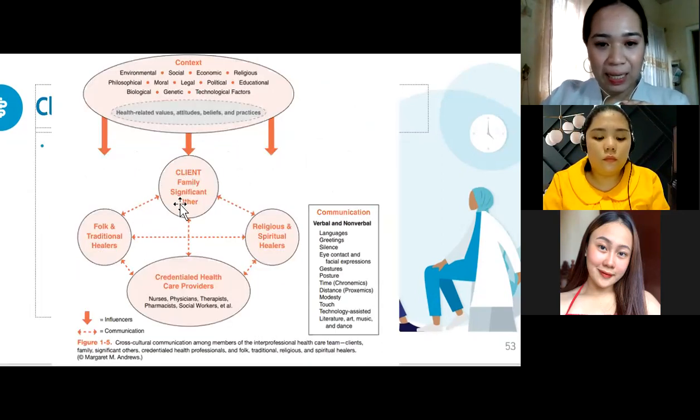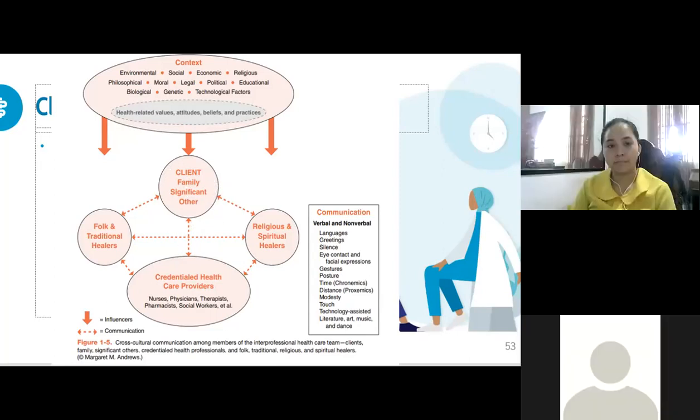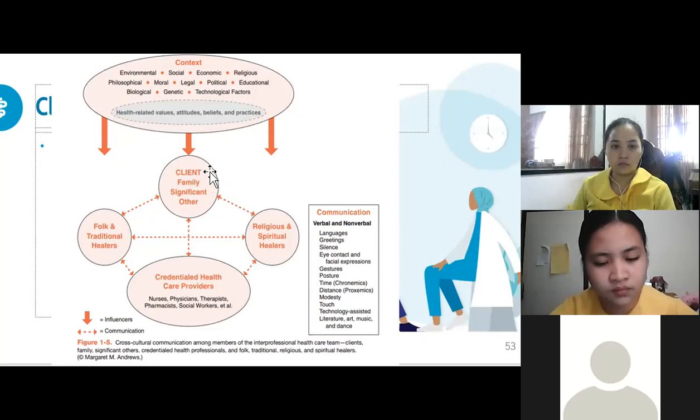This is the client. And tingnan nyo, kung makikita nyo dito, the same circle na nandun yung client, nandun din yung family at significant others. Why? Dahil, kagaya ng example ko kanina, kadalasan, kapag may tinanong ka sa client mo or sa pasyente mo, minsan sumasagot din yung mga pamilya. So parang same lang din sila ng circle. You get me?